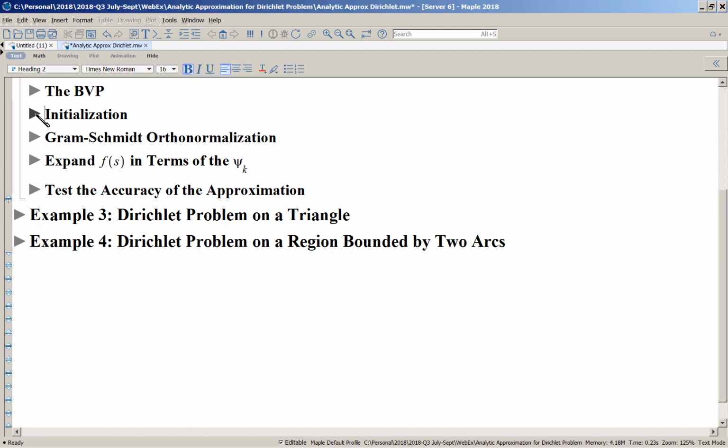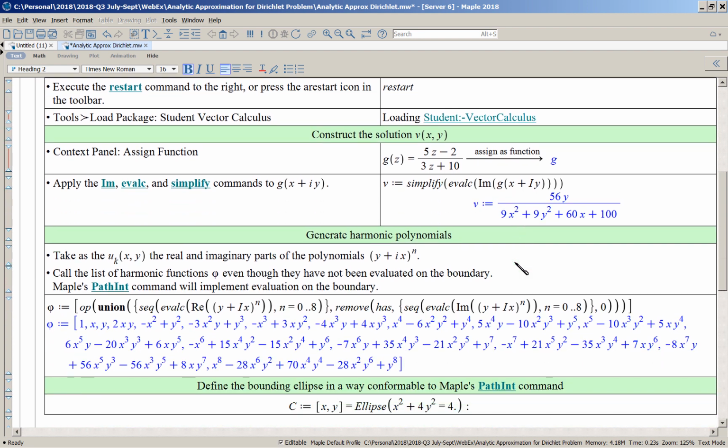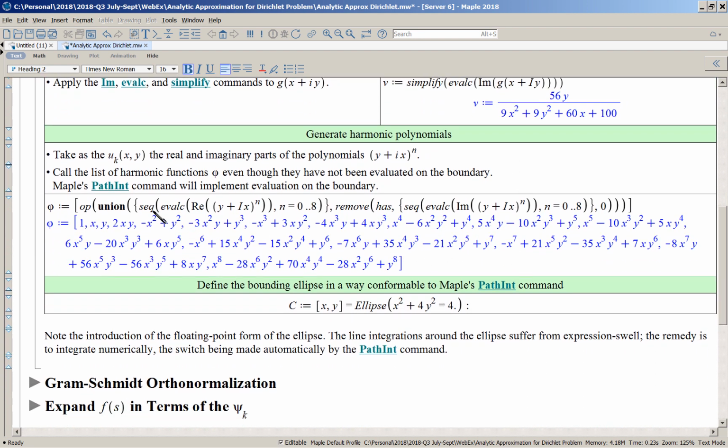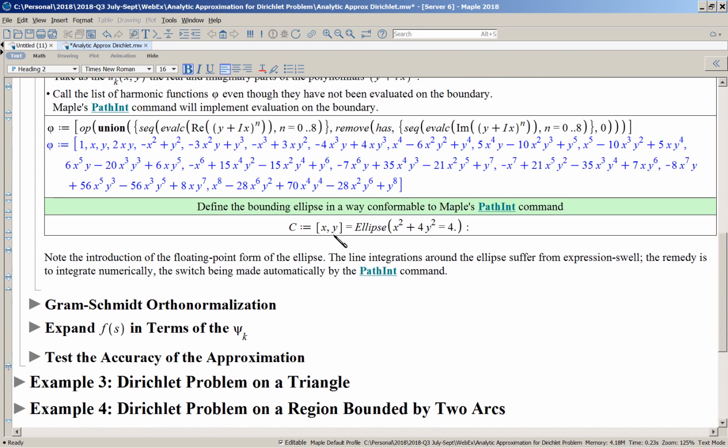So we have the boundary value problem. How do we get started? Well, I built into the worksheet the way I obtained my exact solution, little v, which is the imaginary part of this function. Then I generated the psi functions, using the same technique I used for the Kantorovich and Krylov example. I defined a path that Maple's path int command knows is an ellipse.